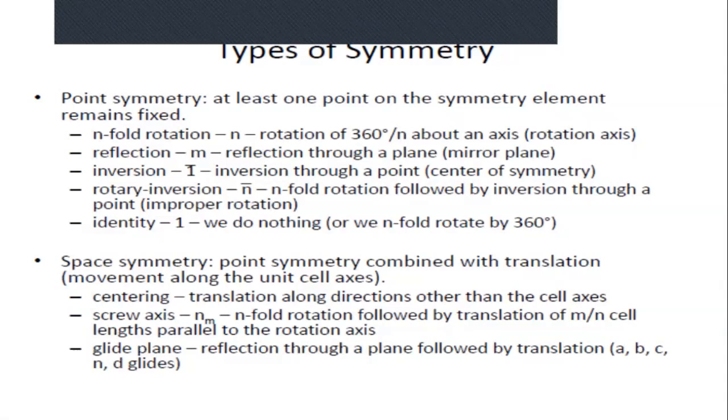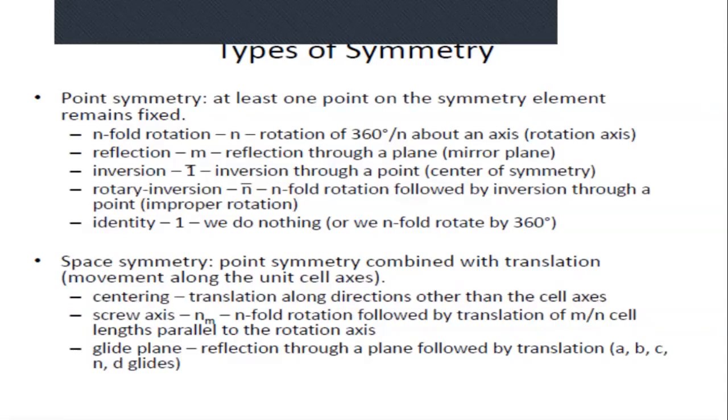So we'll see we'll have some n-fold rotations, we'll have reflections, of course inversion center. Now, roto inversion centers we don't see unless it's a very high symmetry space group, but we do have those that occur as well. It's a rotation followed by an inversion, and of course the identity. So all of those are the same from what you learned with point symmetry. Where it becomes different is when we introduce space symmetry.